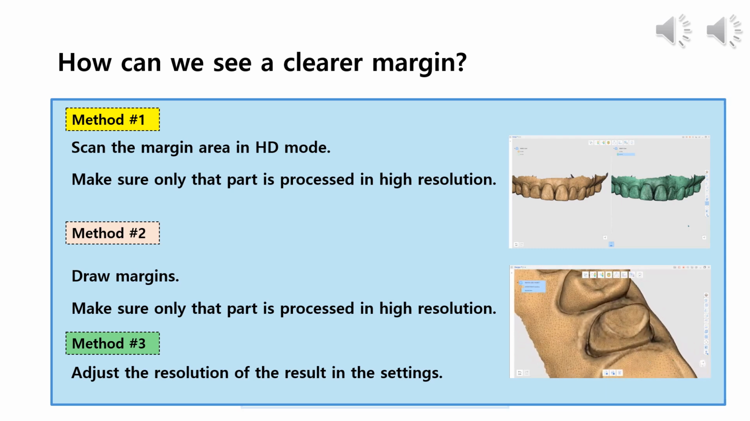We all know that HD mode is recommended when scanning margin areas. The difference is that, as you can see on the screen now, the margin area is processed separately in high resolution. In the second method, we first set the margin we want to specify through the margin line creation function, and then it also goes through a separate high-resolution processing. Method 3 is what we covered in the last Please Solve Me session. If you change the default setting to high resolution in advance, the file size will be larger, but we will always be able to get clearer margins. In this way, you can see what you are familiar with.